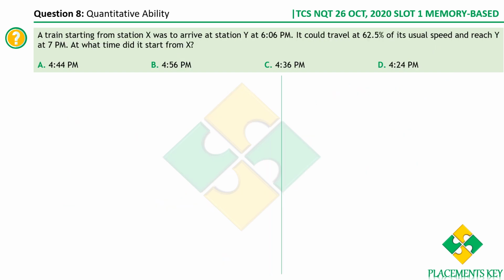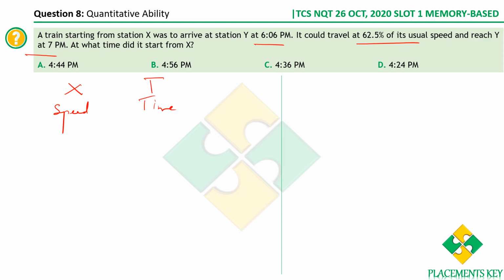A train starting from station X was to arrive at 6 p.m. Now it could travel at a slower speed and reach late. At what time did it start from X? Let S be the usual speed and T be the usual time.